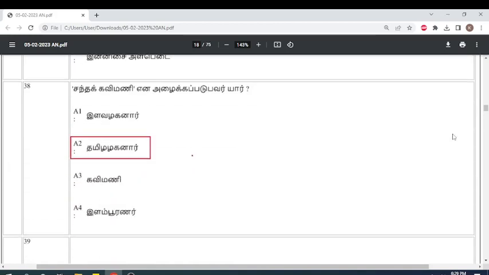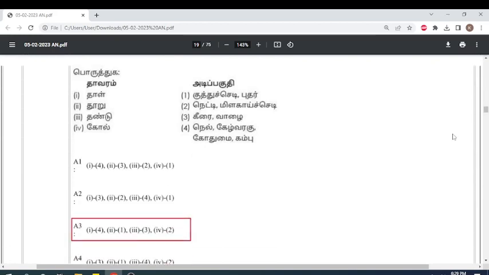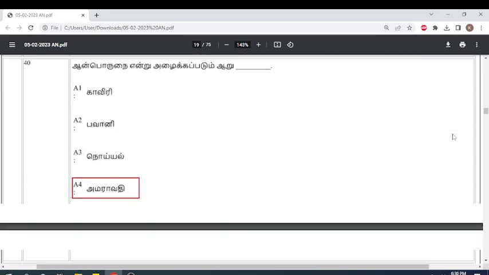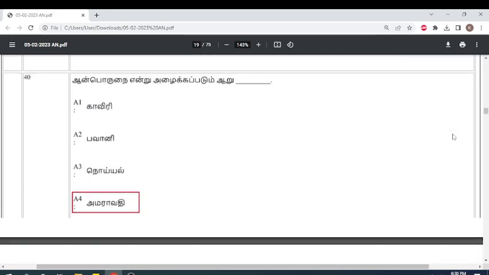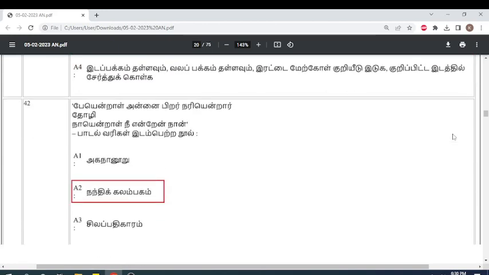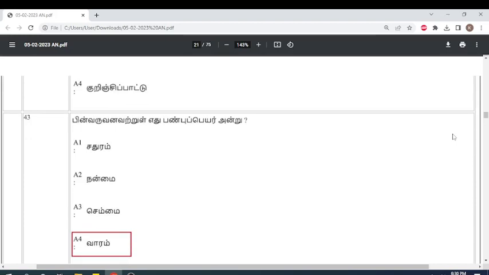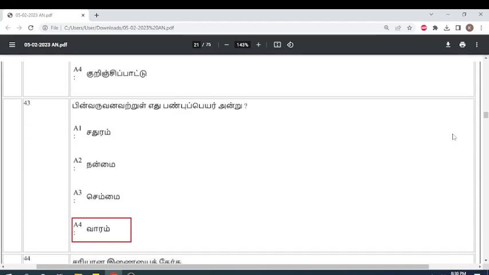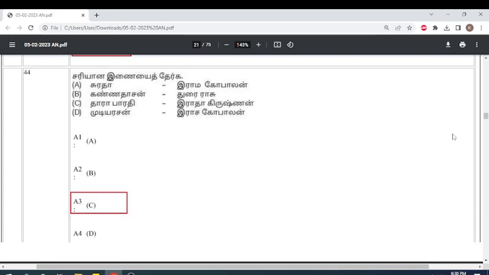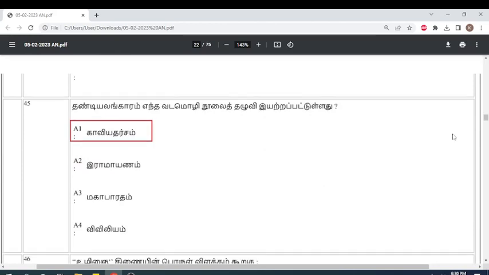38 question kana answer A2. 39 question kana answer A3. 40 question kana answer A4. 41 question kana answer A1. 42 question kana answer A2. 43 question kana answer A4. 44 question kana answer A3. 45 question kana answer A1.